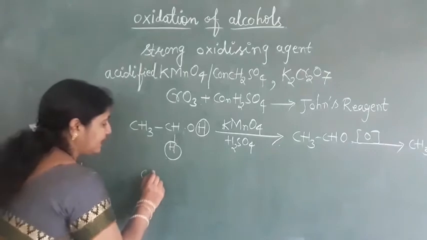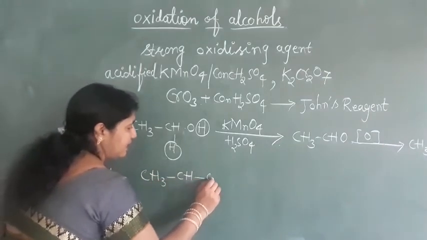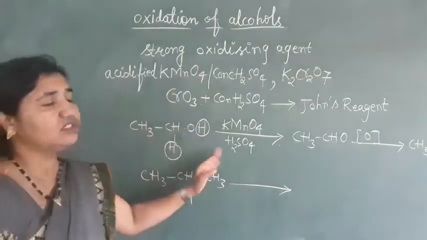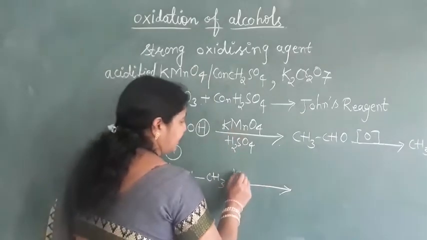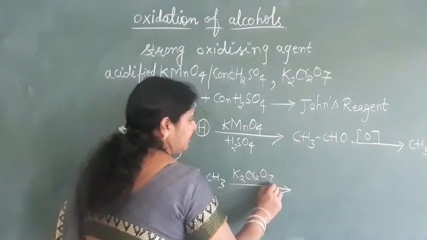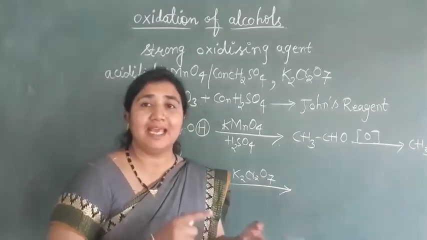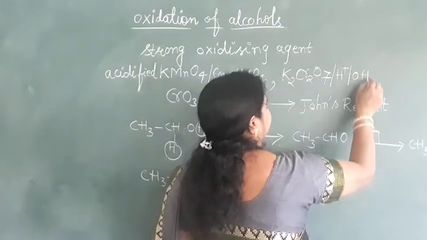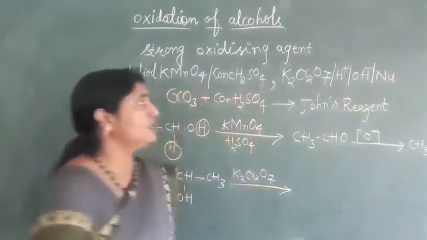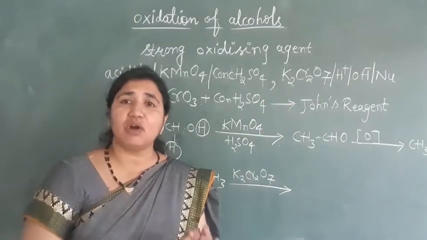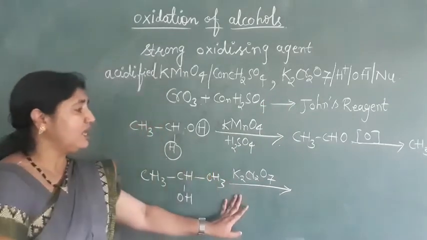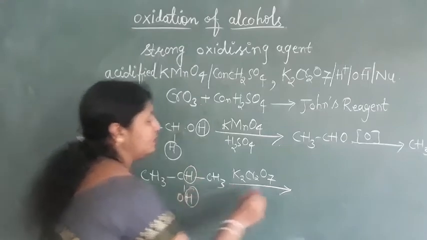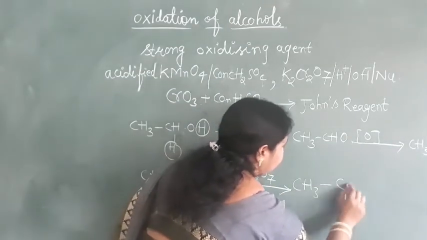If you take a secondary alcohol, CH3CHOHCH3, in the presence of any one of these strong oxidizing agents, suppose we take K2Cr2O7, potassium dichromate, which is a strong oxidizing agent in acidic, basic or neutral medium, this alcohol will convert into a ketone, CH3 C double bond O CH3.